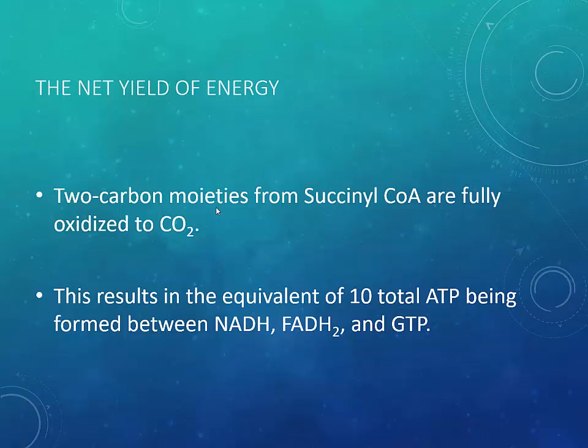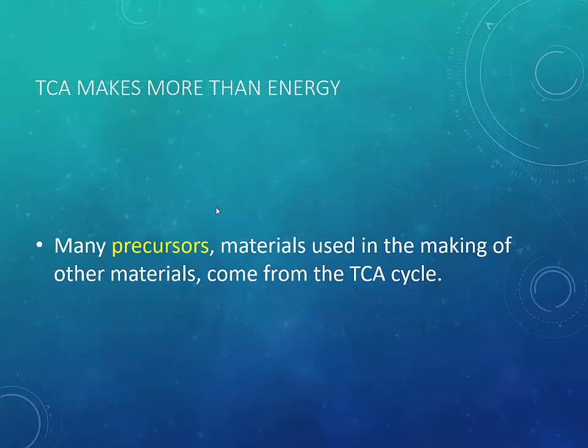So now, how much energy are we going to get out of this? You'll probably see the number 10 bandied around: 10 ATP being formed between NADH, FADH2, and GTP. Now I maintain GTP is not ATP, but it can be considered a GTP to ATP equivalence, which does happen. So it's not entirely unreasonable, but do remember the TCA cycle does not literally create ATP, it literally creates GTP, which can be converted to ATP.